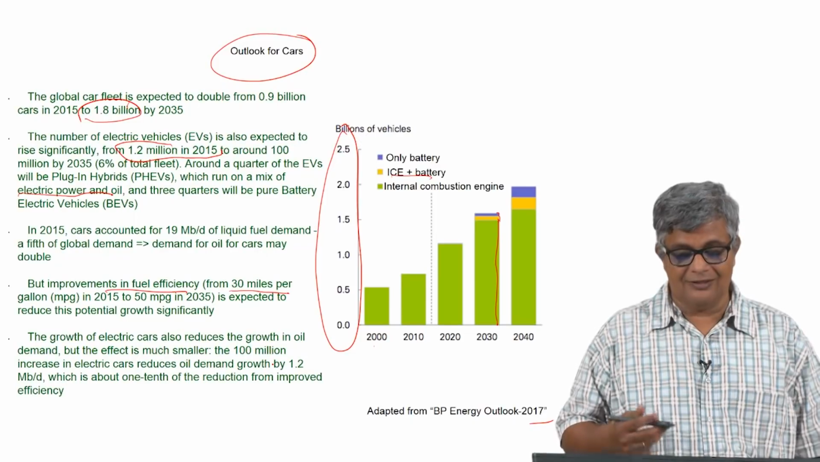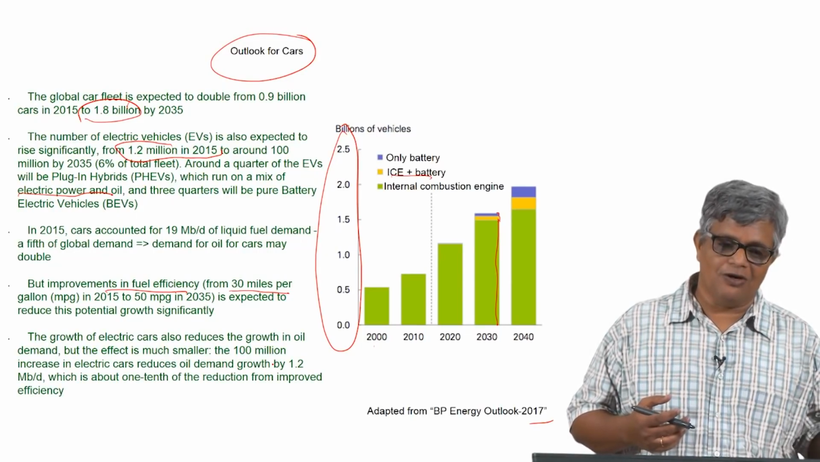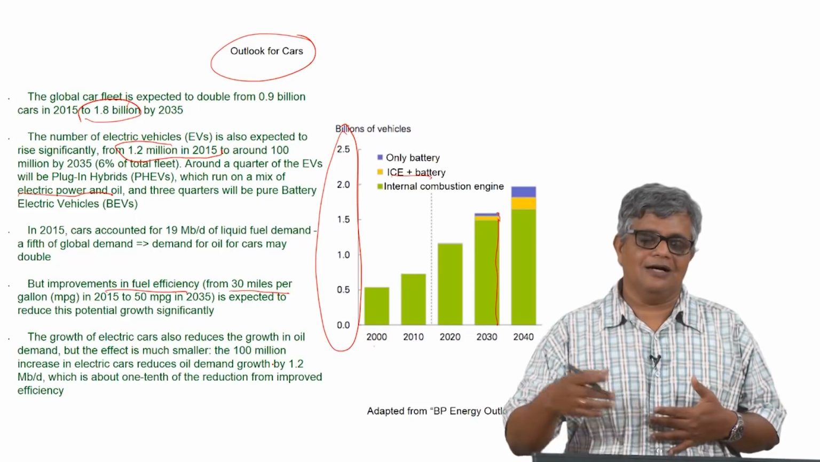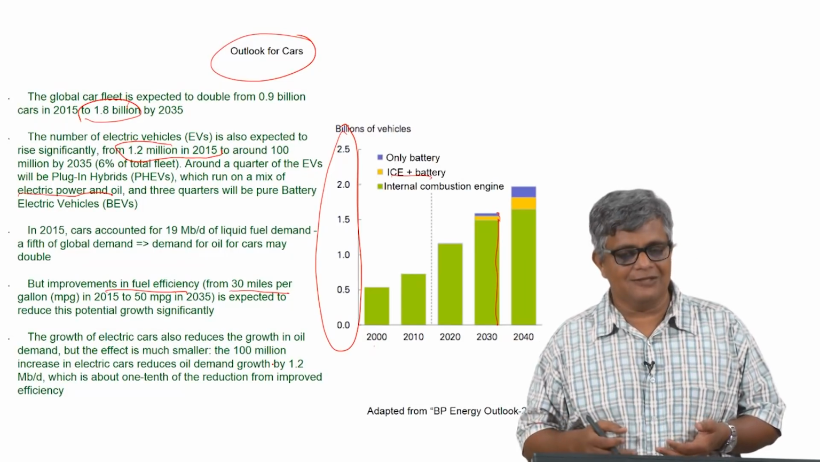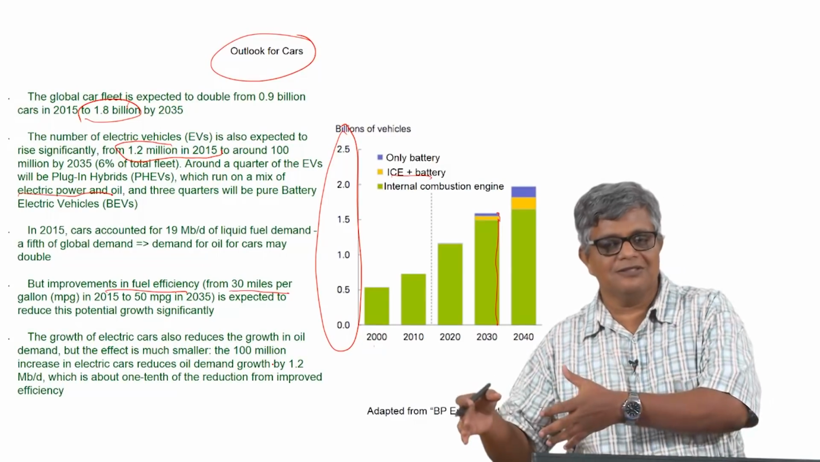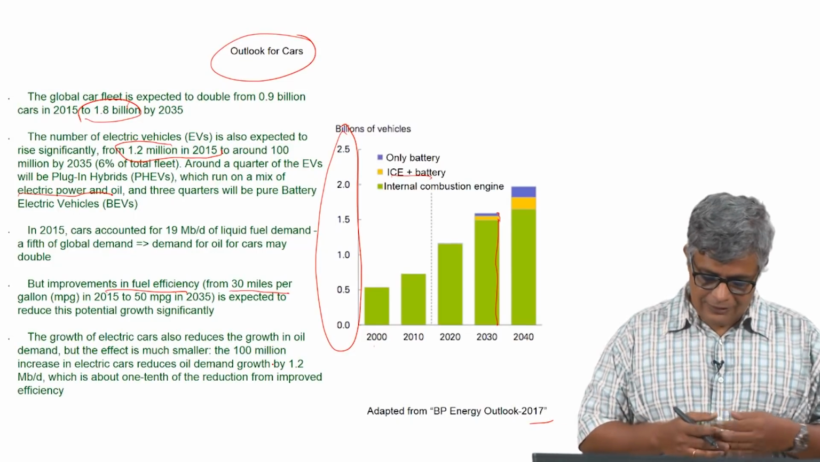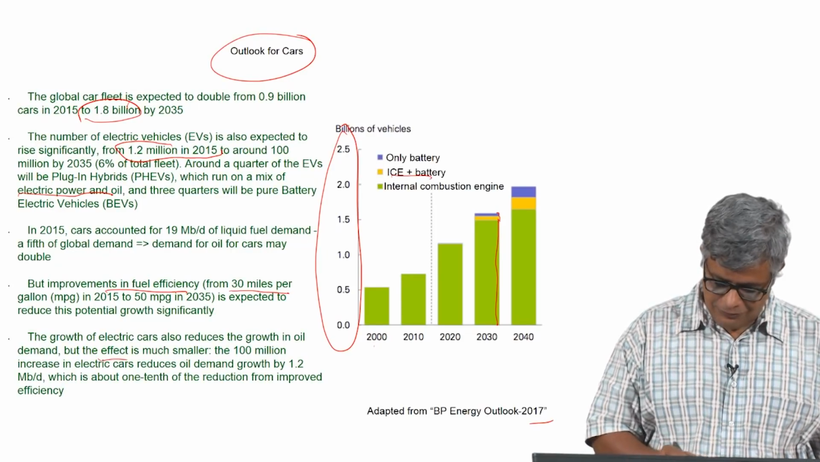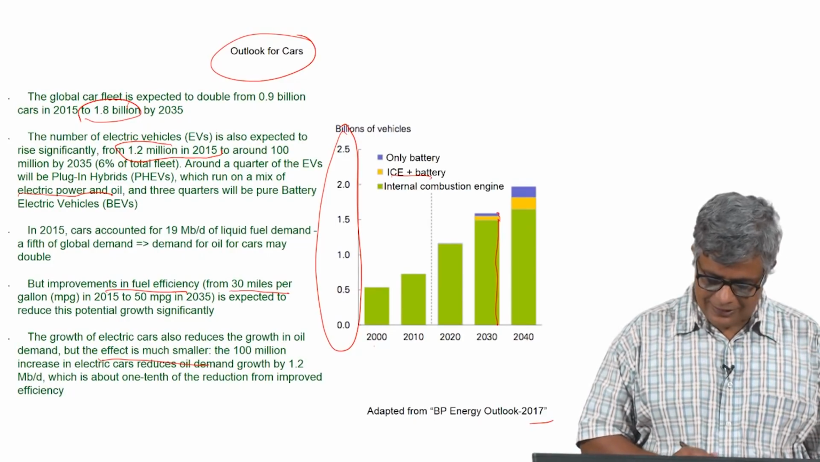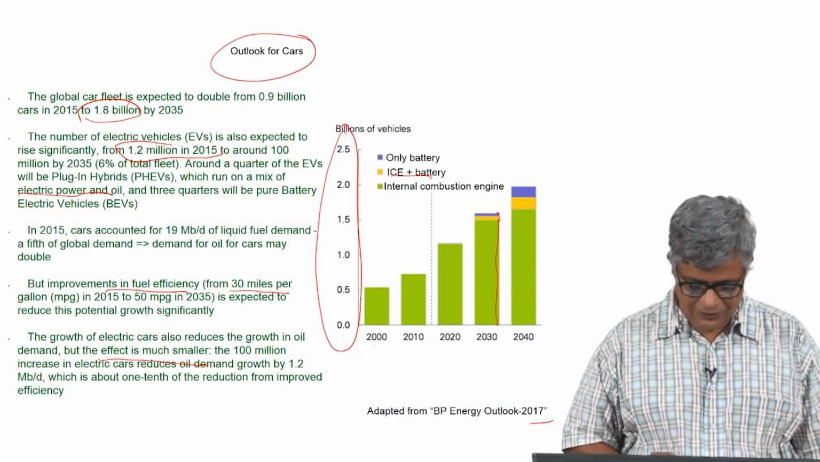That shows the linkage, the connection between the demand for energy and the use of energy, and what meeting the demand in newer and cleaner ways puts on other sectors of society, in terms of investment, skills, materials, processes, and effort. All of this is diverted from something else and brought towards this, so the earlier benefits will not be coming up. In that sense, the effect of the growth of electric cars is supposed to be very small. The 100 million increase in electric cars reduces oil demand growth by 1.2 million barrels per day, which is about 1/10 of the reduction from improved efficiency.